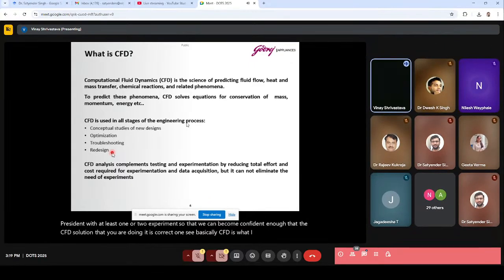A CFD solver is what it is, something like a tool. For example, your MS Word. If you type A, it will give you A. If you type B, it will give you B. It is not like if you type A and you are getting P. If you are getting P, it means the solver is not good.